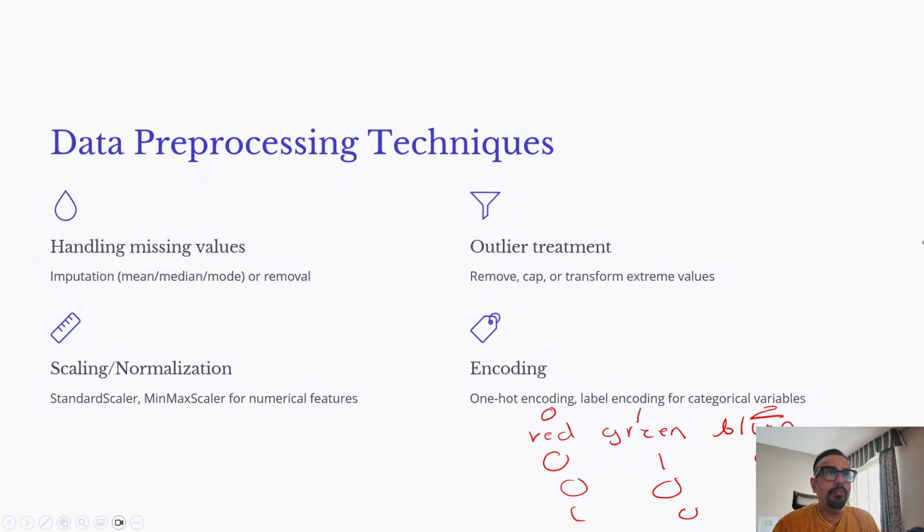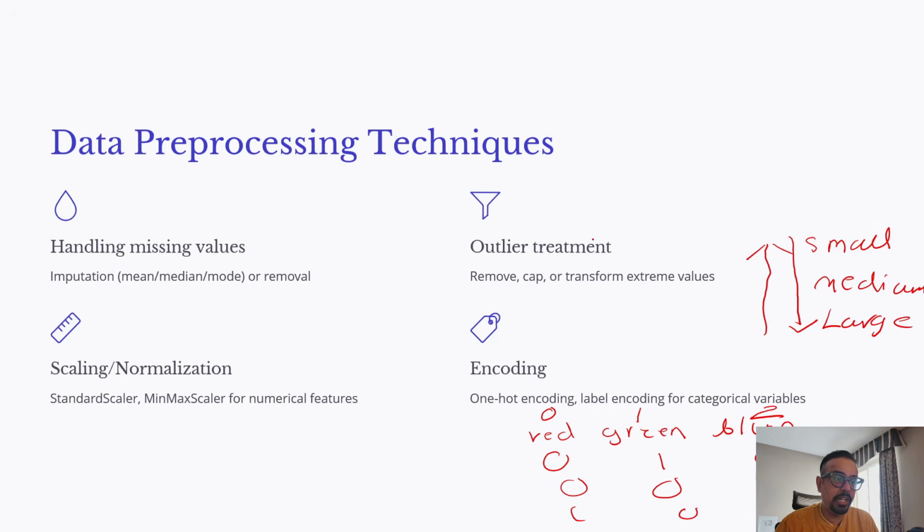So for example, if you see small, medium, and large, don't you see there is a natural ordering over here from top to bottom or bottom to top? So this is known as natural ordering. So at that time you can use label encoding.